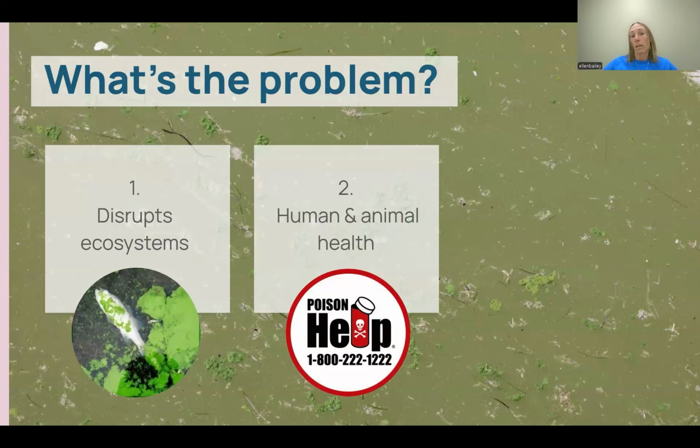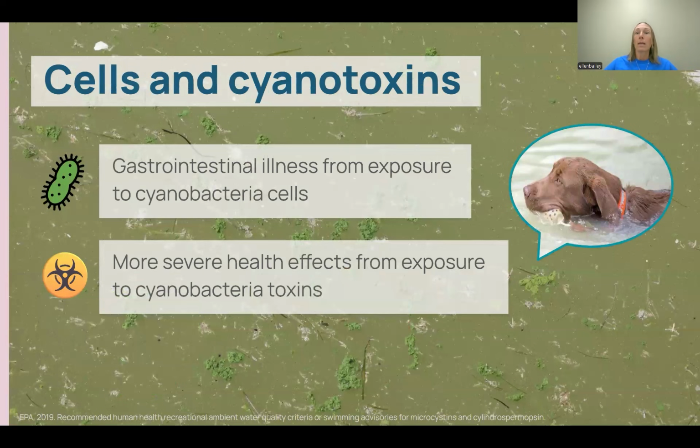Also, it is a concern for human and animal health. And that's kind of one of the main things that we think about. They may produce cyanotoxins. And the thing about them is they don't always produce toxins, but they have that potential. And so we monitor to see, when they're present, it's best to assume that toxins might be there.